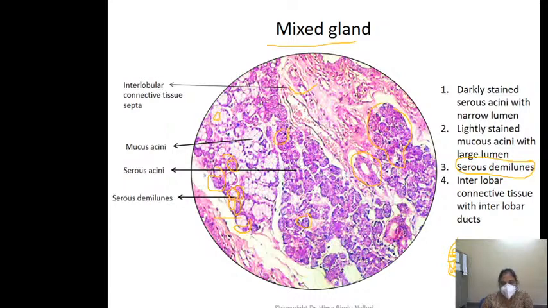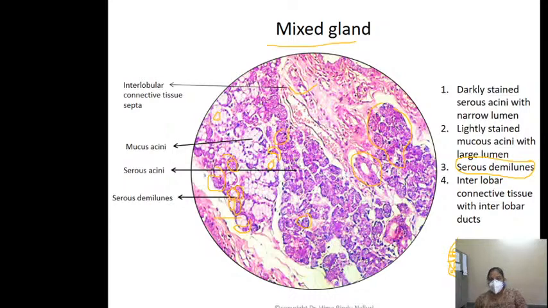So here you can see the serous acini, here you can see the mucous acini, and in between you can see the mucous acini. Here also you can see a nice mucous acinus with a large lumen, and it is covered by a serous demilune here. This is the serous demilune. This is a little higher magnification to show you how you can identify the serous demilunes. No confusion, right? So that is a mixed salivary gland.